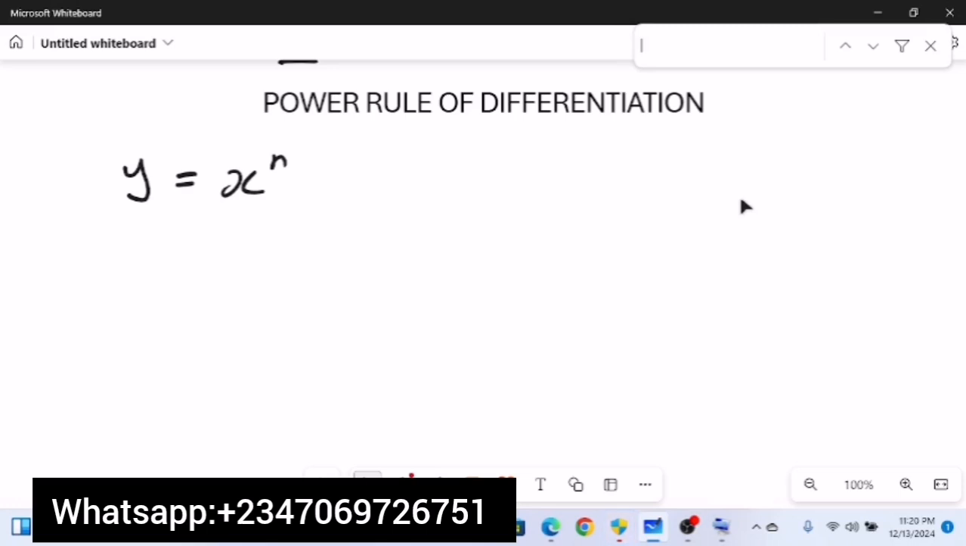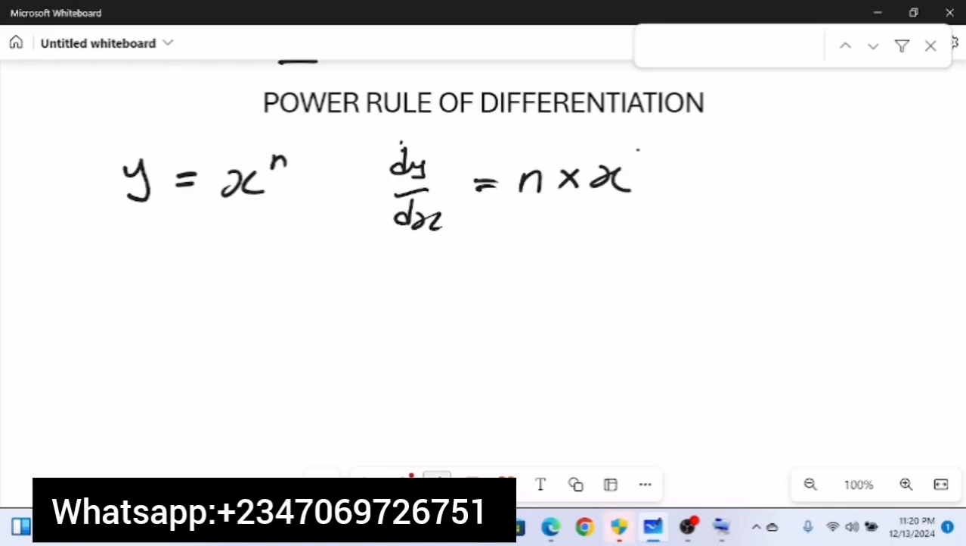So if I have y is equal to x to the power of n, how do I differentiate by the power rule? Simply, to find dy/dx using the power rule, all you need to do is use the power n to multiply the variable x, then you subtract 1 from that power n. That's all. So I have n x to the power of n minus 1. That becomes your derivative.